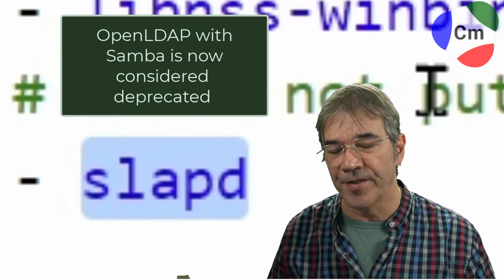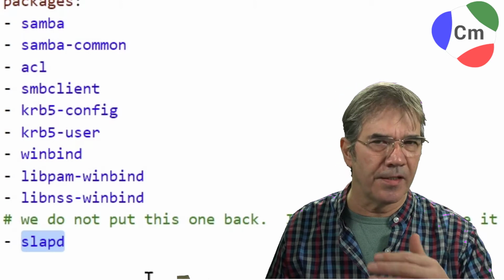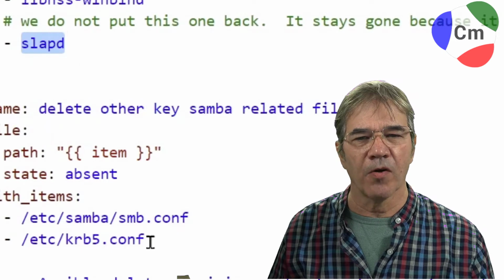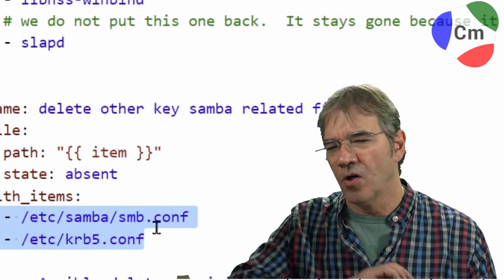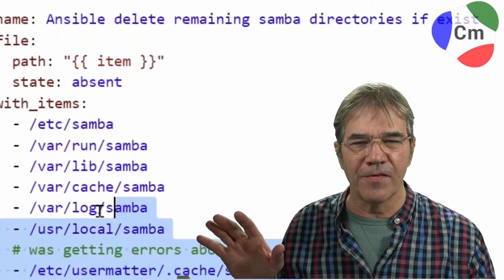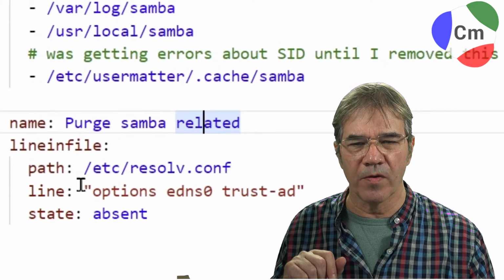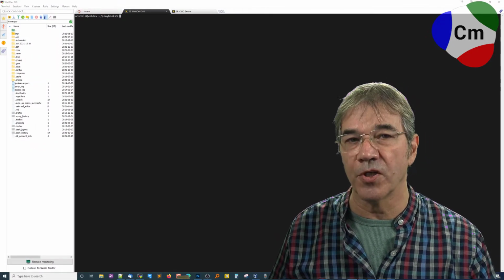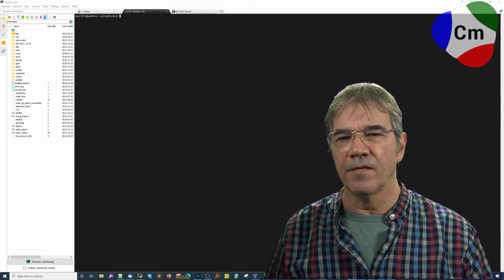Frankly, this one should never be in there anyway. That's an OpenLDAP library or command, and the new Samba doesn't use that, so that's got to go if it is there. We're going to remove the Samba smb.conf, the krb5.conf. We're getting rid of everything. I'm deleting all of these directories, and I'm also going to ensure that certain lines in the resolv.conf file, if present, are removed. So that should give you some help on purging your own environment, because you really need that to be clean.